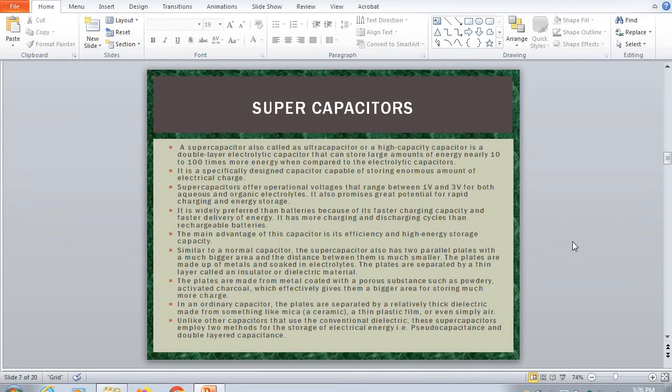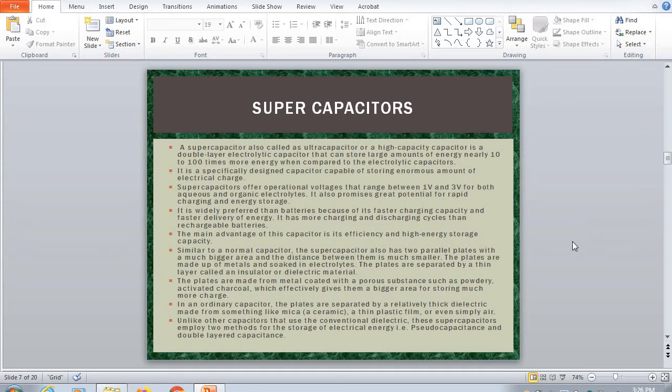Now, supercapacitors. After having an understanding of capacitors, it will be easier for us to understand what supercapacitors are. A supercapacitor is also sometimes called an ultracapacitor, a high capacity capacitor, or a double layer electrolytic capacitor that can store a large amount of energy, nearly 10 to 100 times more than that which is stored in electrolytic capacitors. It is a specifically designed capacitor capable of storing an enormous amount of electric charge. They offer an operational voltage range between 1 volt and 3 volts for both aqueous and organic electrolytes.